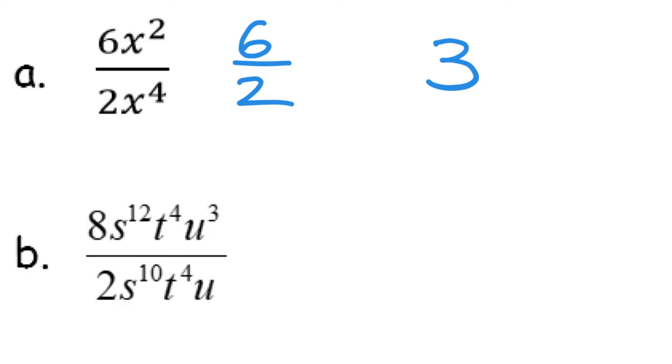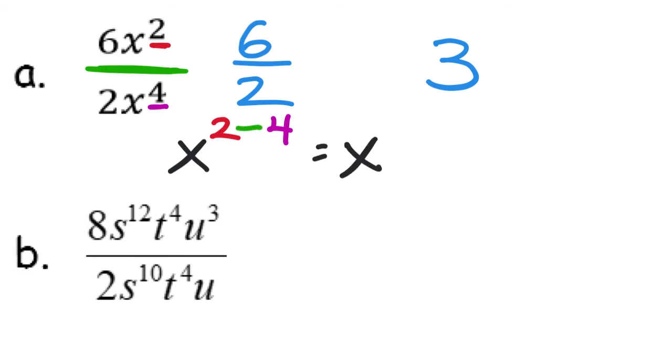Well, that's 6 divided by 2, but what about the x's? So let's look at the x's. Now, I would take the exponent from the numerator, 2, and the exponent from the denominator, 4, and since we're using division here, I'm going to be subtracting those two exponents. Well, this ends up being x to the power of 2 minus 4, which is negative 2.